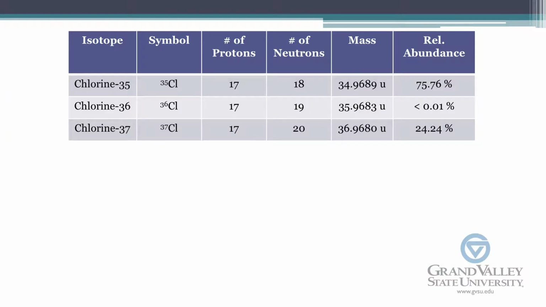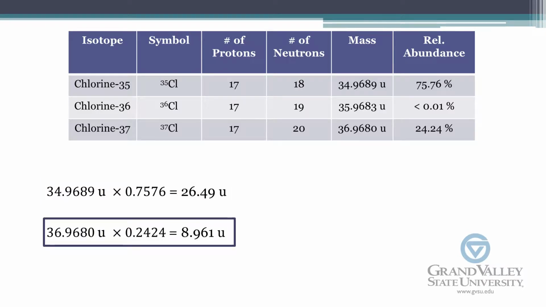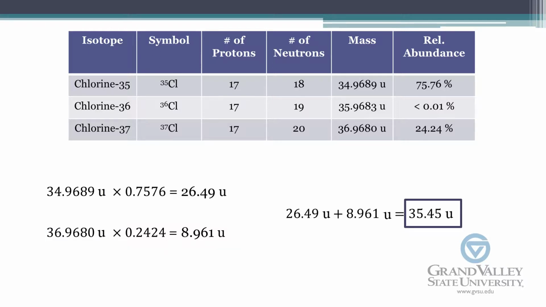By multiplying the mass of chlorine-35 by the relative abundance, you get chlorine-35's contribution to the average atomic mass. Adding the contribution of chlorine-37 to this will give us our final average atomic mass of chlorine in nature. We use this for calculations in chemistry all the time, so it is useful to know how it was found.